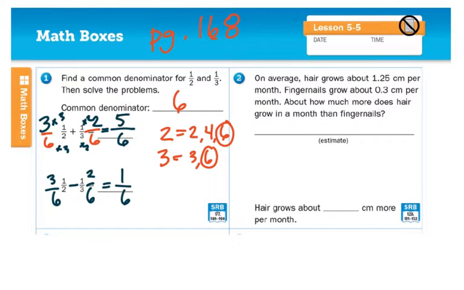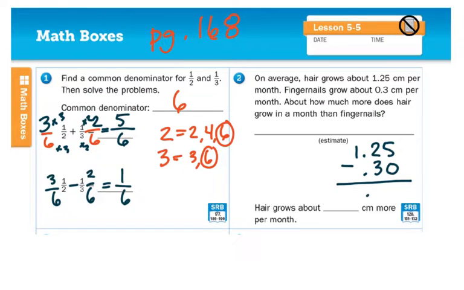Number 2, on average, hair grows about 1.25 centimeters per month. Fingernails grow about 3/10 of a centimeter per month. About how much more does hair grow in a month than fingernails? So we're figuring out the difference. So we're going to take the hair growth in a month, subtract fingernail growth, and I can just put a 0 here.